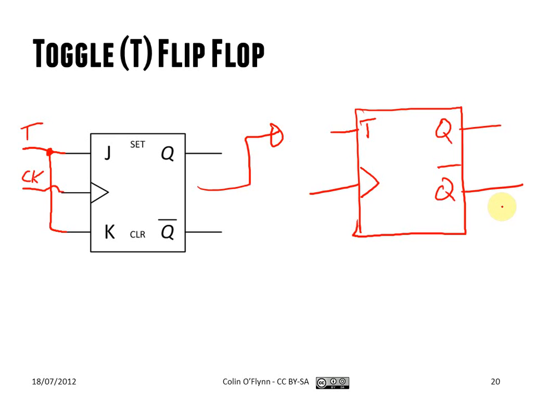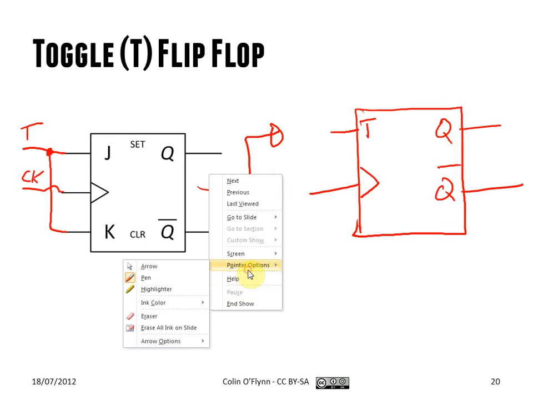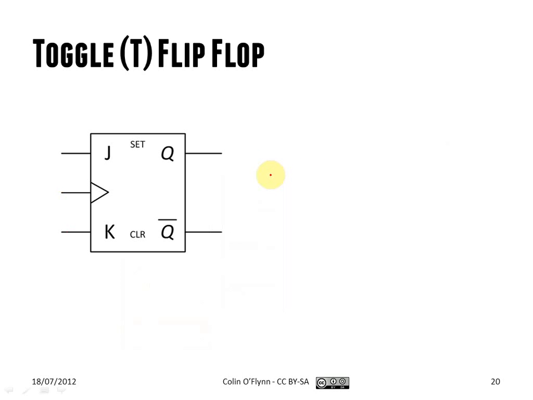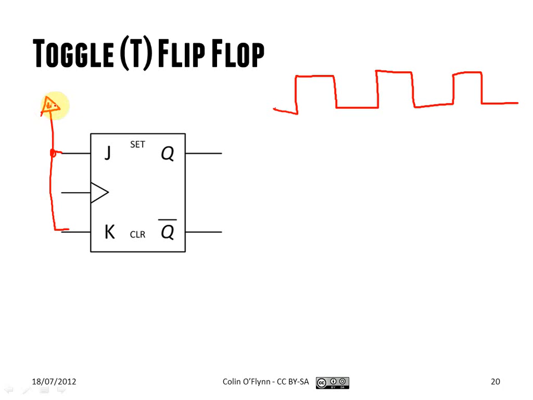And where we'll use the toggle flip-flop is you can actually use it to do stuff like divide clocks, or we'll show later making counters. So for example, say I had a clock like that. Again, if I have a toggle flip-flop, which you can make from a JK, I tie this to VCC, that is J and K are both 1, and then I apply this clock here, so we have a clock input. You can say, well, what will the output Q be?